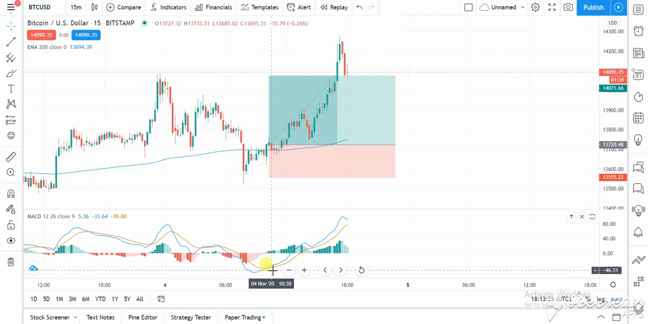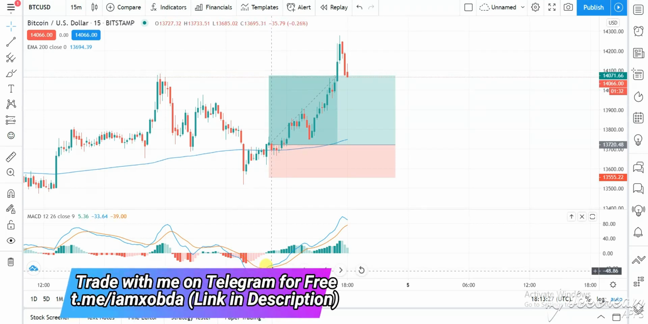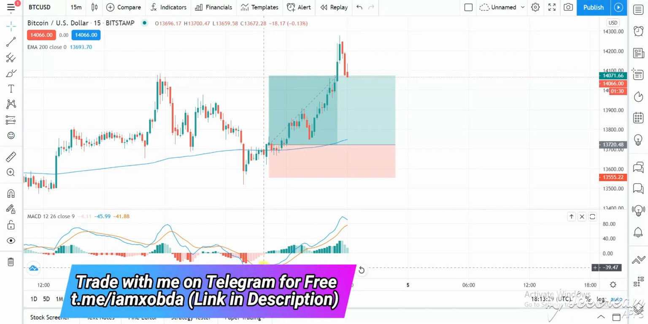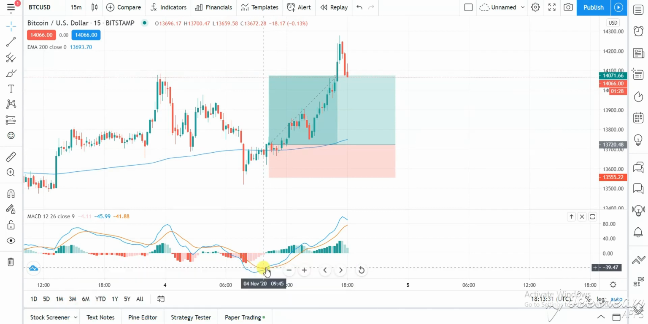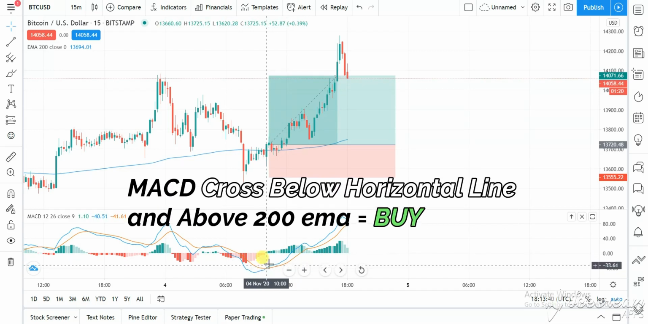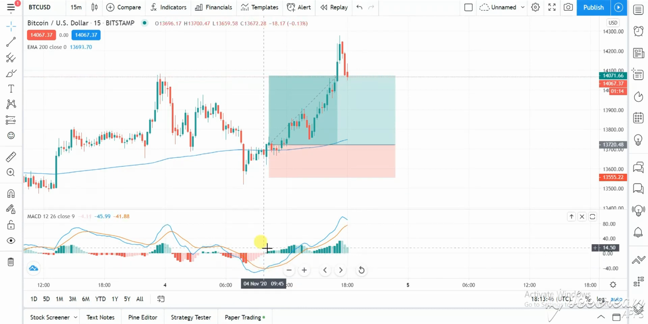All right, you see the cross. Okay guys, let me give you one hint, one really simple trick, one secret I use. Once I see the MACD cross below this horizontal histogram line, once I see the MACD cross below, all right, I said MACD cross below, not above. Like if this cross happens above here, it's not valid. So as it crossed below this point, it is valid for me.